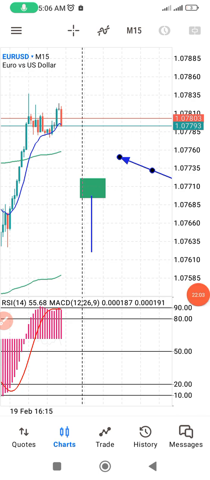Okay, I don't intend this video to be long. In the subsequent video, we will be looking at how to combine this strategy on the chart to give us a perfect and unique entry using this pattern.